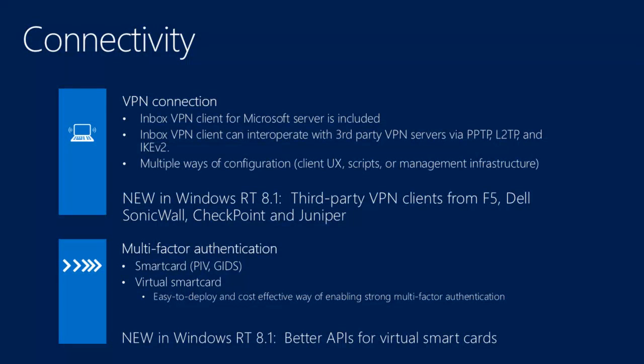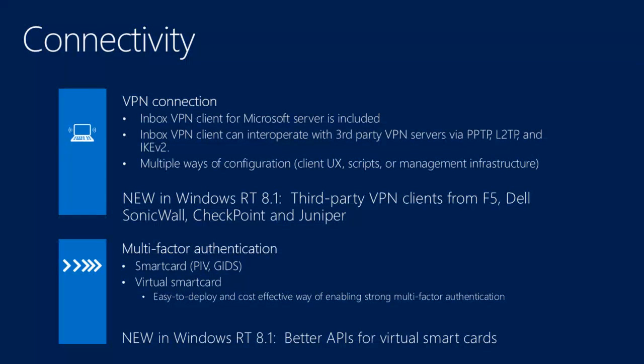So the first thing we said was, well, how are we going to establish a VPN connection? We have the VPN client Inbox to connect to our own Windows-based VPN server, but we can't use our own smart cards. I said, no problem. We can use virtual smart cards. So using the TPM that's included in all Windows RT devices, we can create a virtual smart card that's stored in the TPM and then store the certificates in the TPM on that virtual smart card.